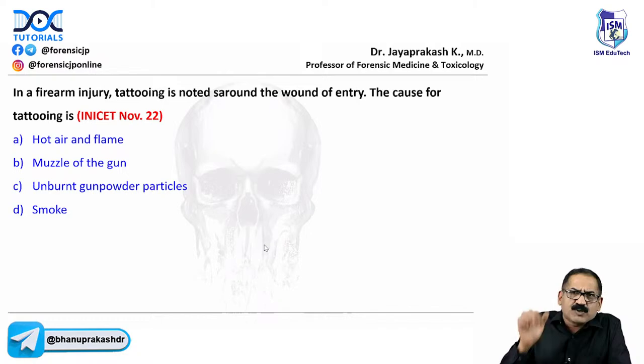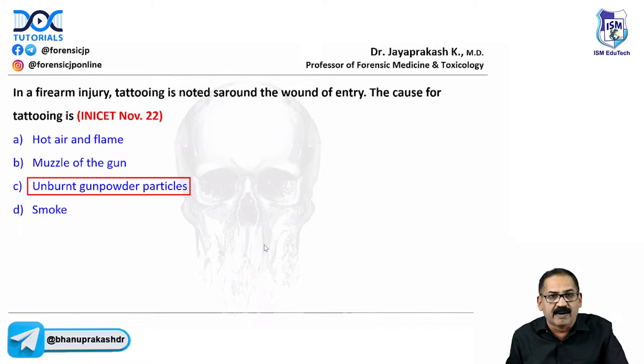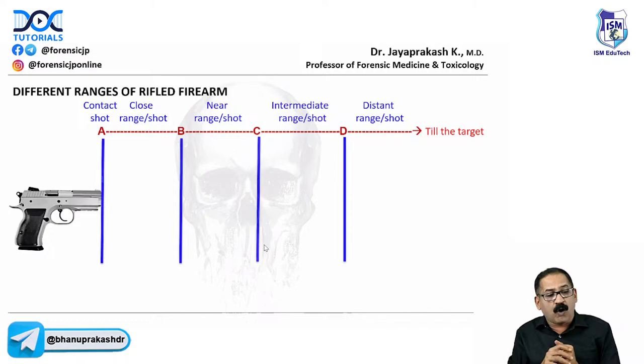One of the simplest questions asked in forensic examination: in a firearm injury, tattooing is noted around the wound of entry. The cause for tattooing is, as all of you know very well, unburned gunpowder particles. Okay, now let me discuss the different ranges of rifle firearm.